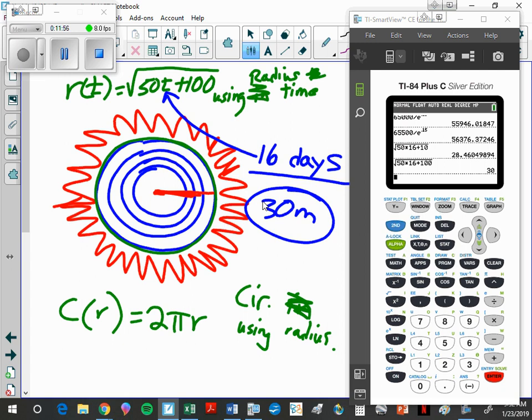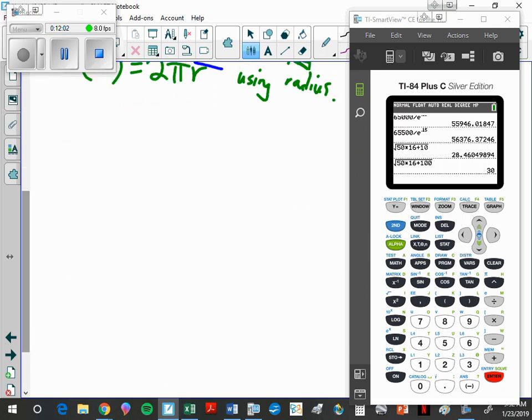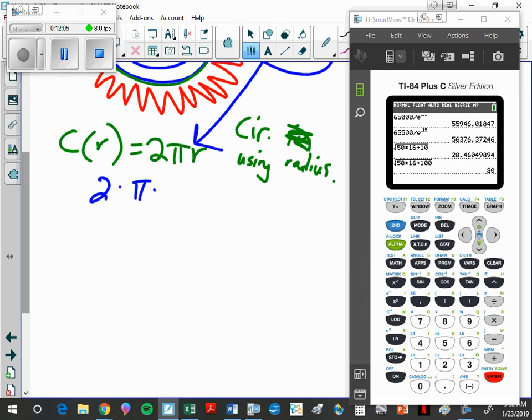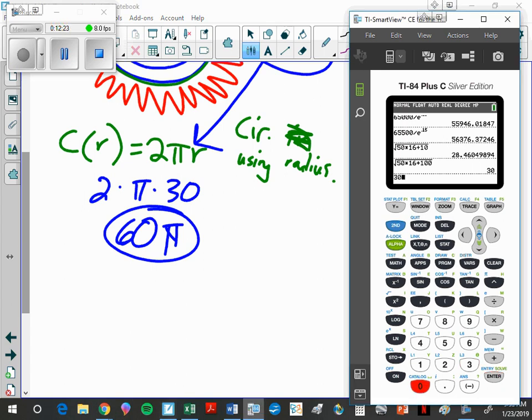Well, I need to take 30 and plug it into the circumference formula, and I get 2 times pi times 30, which is 60 pi. Now they want you to leave the answer in 60 pi, but if I told you that the circumference is 60 pi, you're going to say, how big is that? So it's going to be about 188. What does that tell us? That is the circumference of the circle in 16 days.